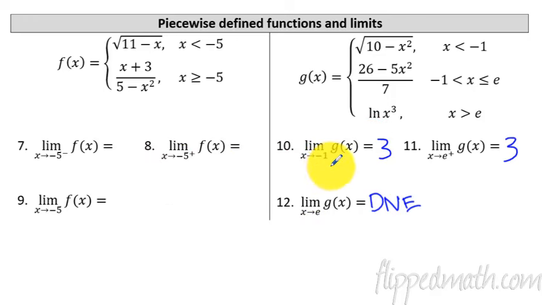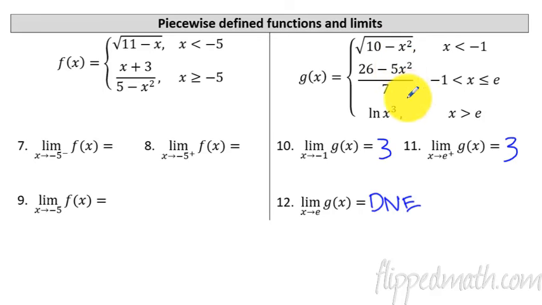Okay, so number 10, we're approaching -1 from both sides, which means here's the -1, and there's a jump between these two pieces. So you had to plug the -1 into this x value and this x value, see what the two pieces equal, and they both equal 3. So that's why the answer is here.